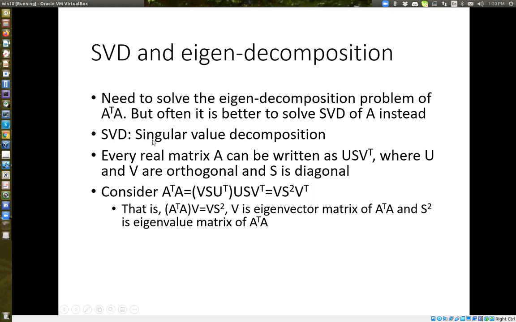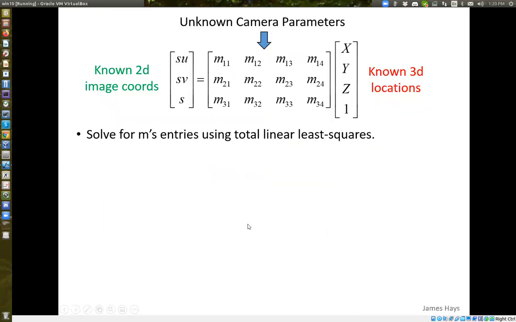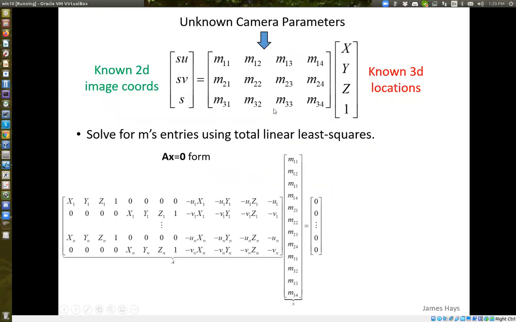So we decompose A with SVD into U S V transpose, and then find the singular value with the minimum singular value, and the corresponding singular vector. To be more precise, it is the right singular vector V here. So then the V should be your solution. And that way we will find the corresponding M here.